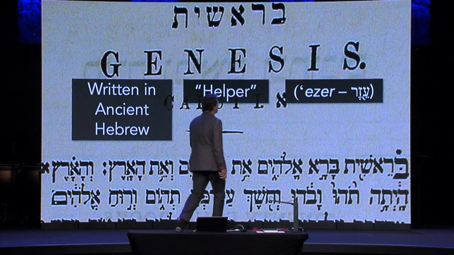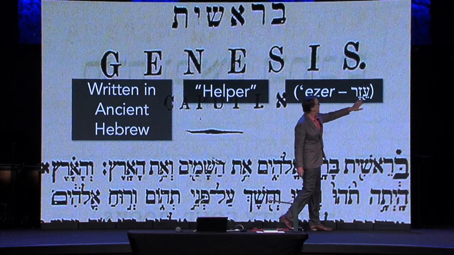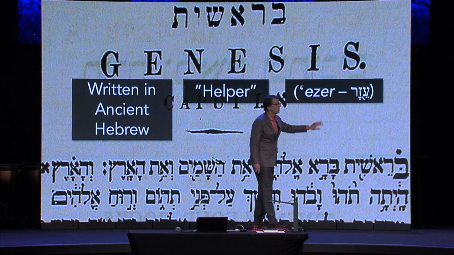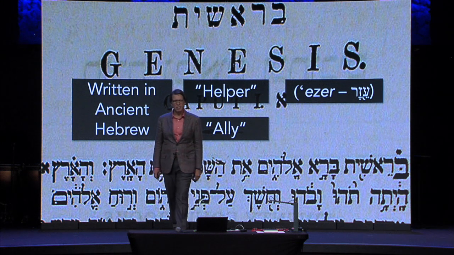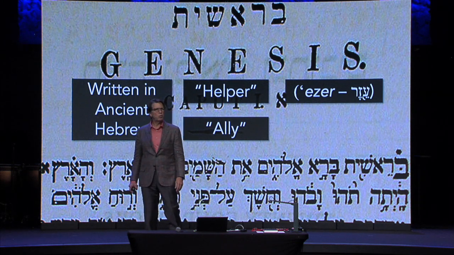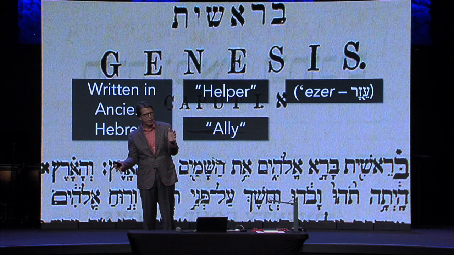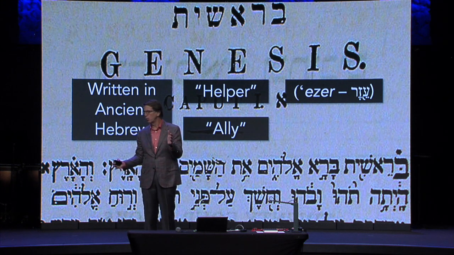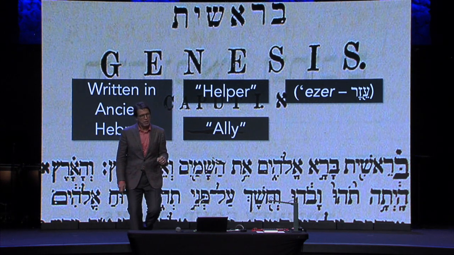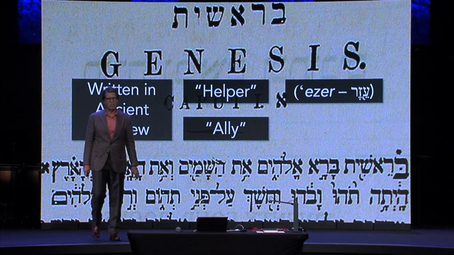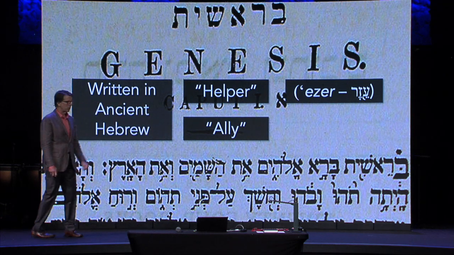The Hebrew word for helper is etzer. And we might even translate it as an ally. Someone who's, I mean, there's nothing inferior about the helper in the Hebrew word. So that makes it really tough to translate. And you say, well, are you sure? Yeah, let me give you a couple passages to support my proposition.